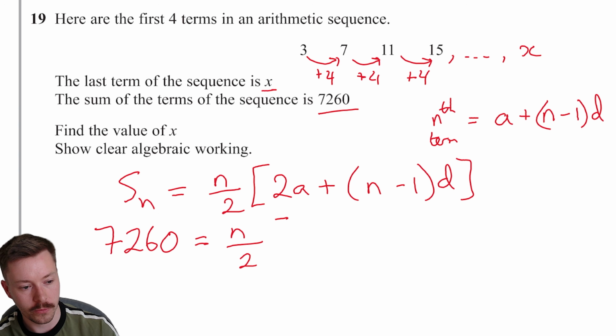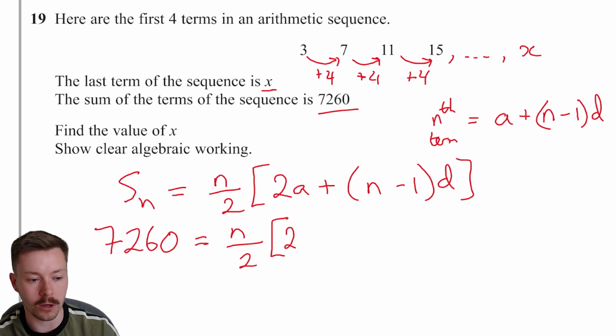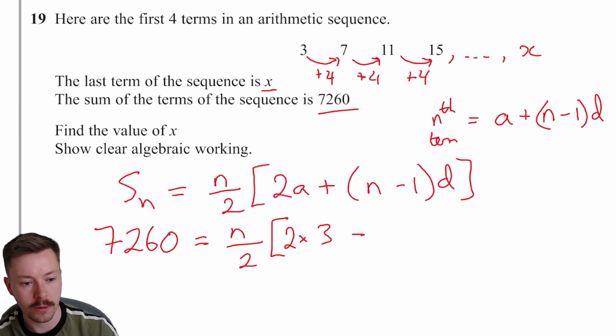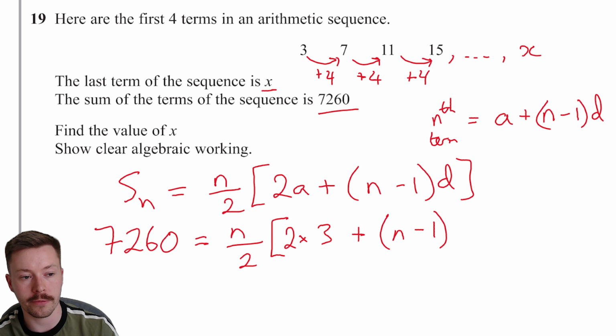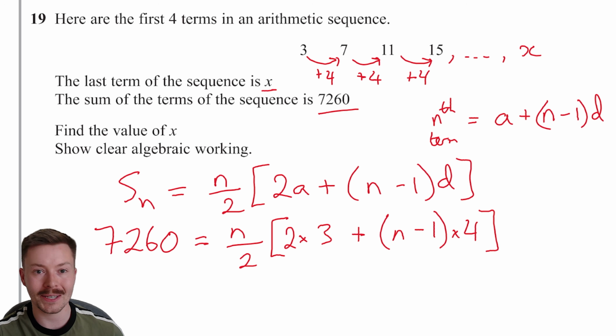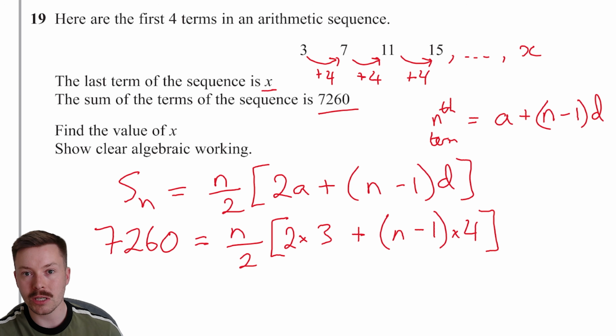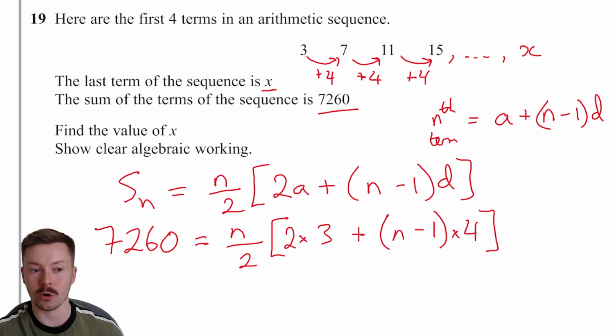N over 2, square brackets, 2 times a. A is your first term, so 2 times 3 plus n minus 1. Now, d is your common difference, which is 4. It was going up by 4 each time. So we've got this equation here. Now we need to simplify this as much as we can and solve it.